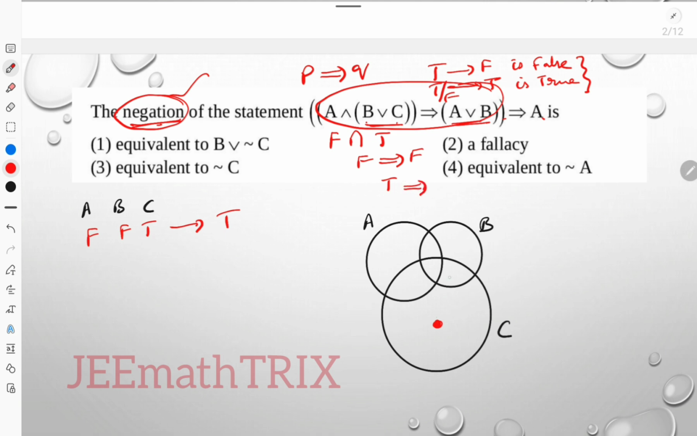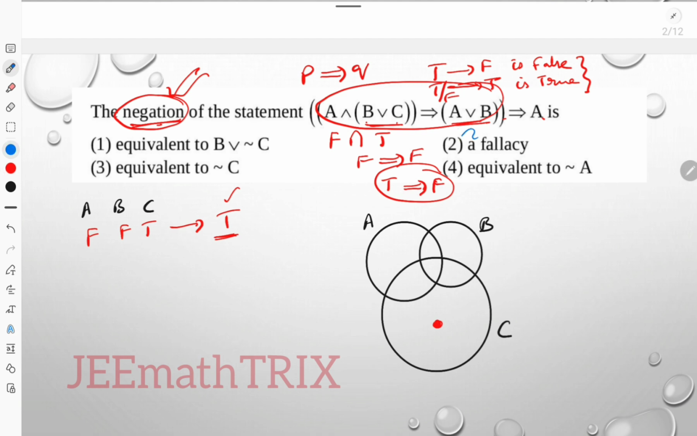This implies statement A. Is the point in A? No, so it is false. So true implies false, which is a false statement. Okay, and they asked for the negation of that, so it is true. Now, the final result we got is true.